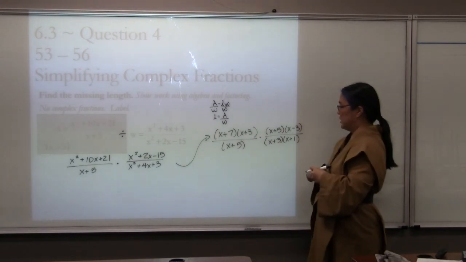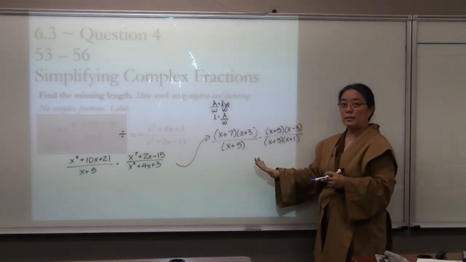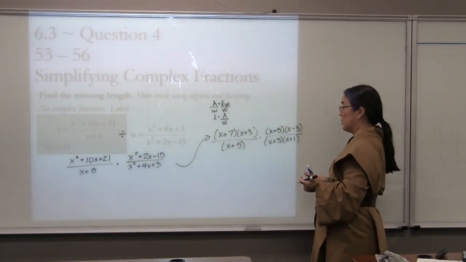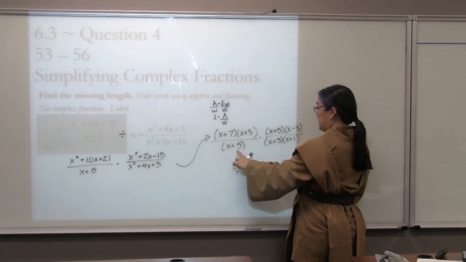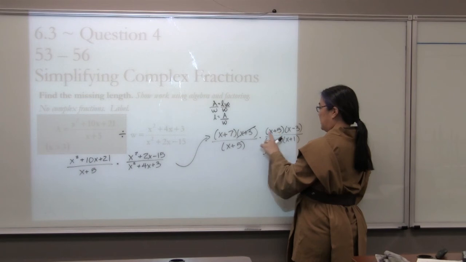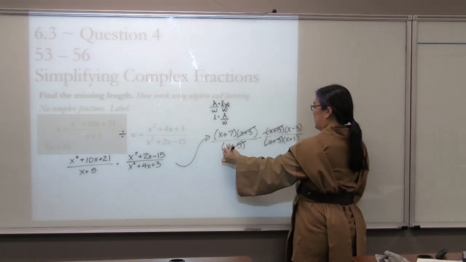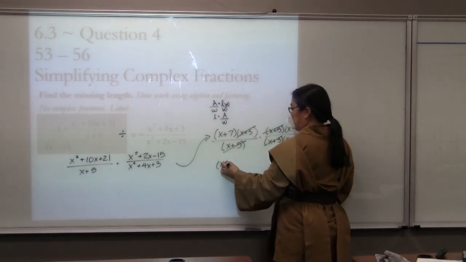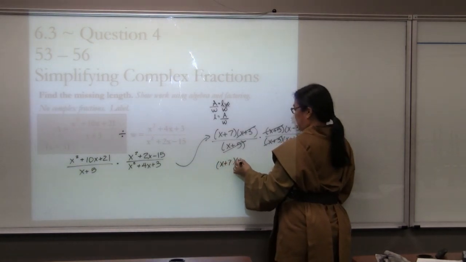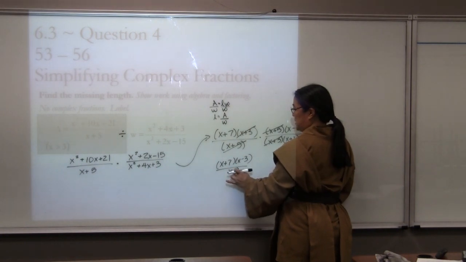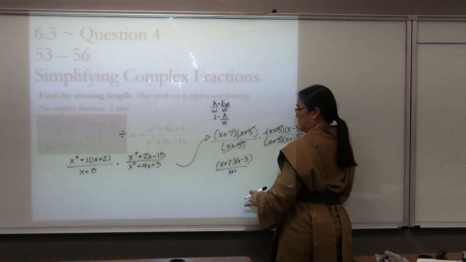This is where half credit is. If you factor everything correctly, that's half credit. Make sure that you don't cross them out in such a way that I can no longer read it. There's an x plus 7 in the numerator. There's an x plus 3 in the numerator and denominator. There's an x plus 5 in the numerator and denominator, and that's it. So we have x plus 7, x minus 3, and x plus 1. I don't actually need the parentheses in the denominator. It doesn't matter if you have them.